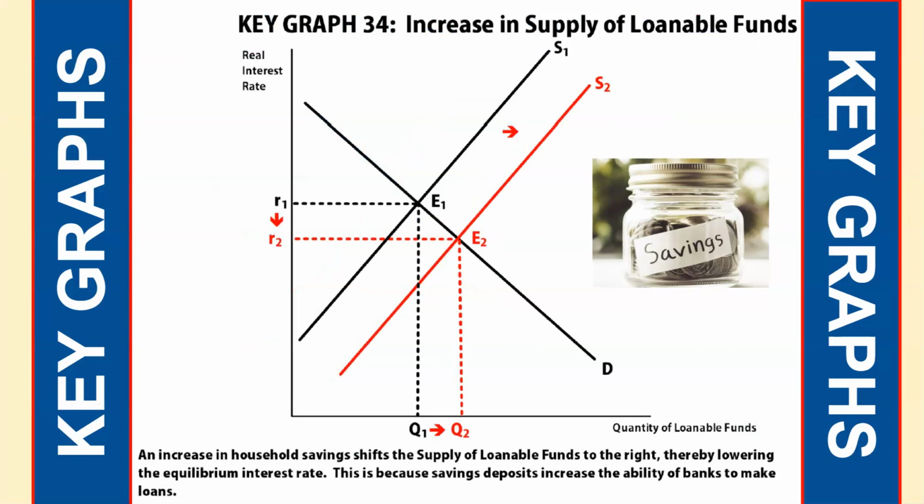And that leads us to key graph 34, this idea that the increase in the supply of loanable funds reduces the real interest rate but does improve the quantity of loanable funds. Don't equate that, though, with improvement of real GDP, because it's going to depend on what else is going on in the economy. Why is the supply of loanable funds increasing?